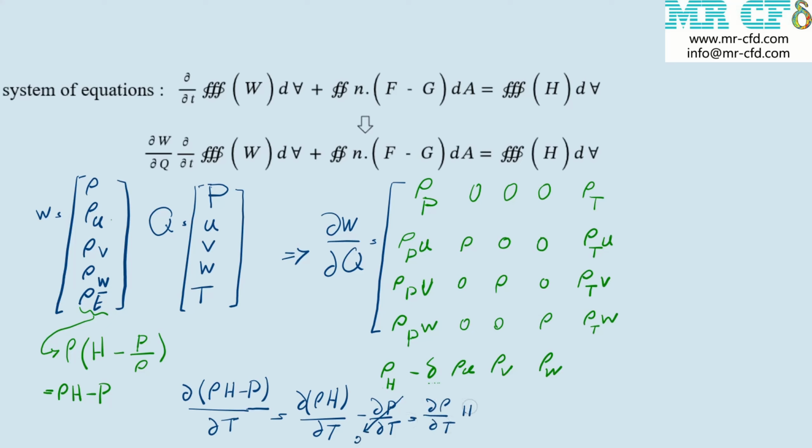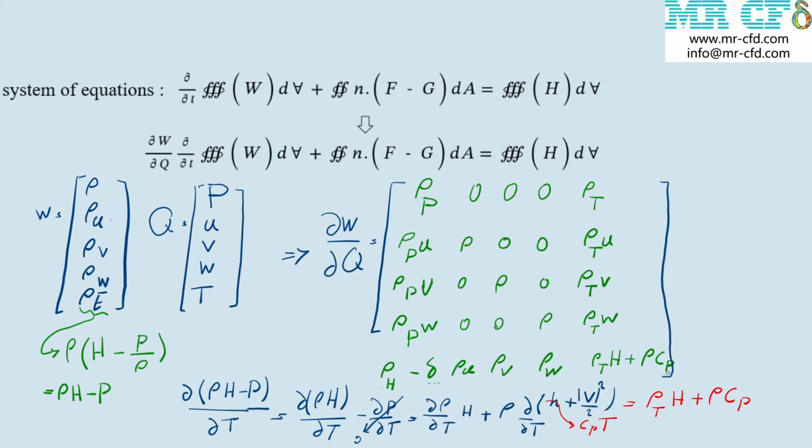The derivative of pressure with respect to temperature is 0. For the first term, we can apply the chain rule: partial derivative of ρ with respect to T times H, plus ρ times partial derivative of H with respect to T. The total enthalpy H is equal to the static enthalpy plus the kinetic energy per unit mass. The static enthalpy h is expressed as CpT, where Cp is the specific heat at constant pressure. Thus, the derivative of static enthalpy with respect to T is Cp. Therefore, the derivative of ρ with respect to T is denoted as ρT, leading to the total derivative of ρE with respect to temperature simplifying to ρT H plus ρCp. Now the matrix is completed.